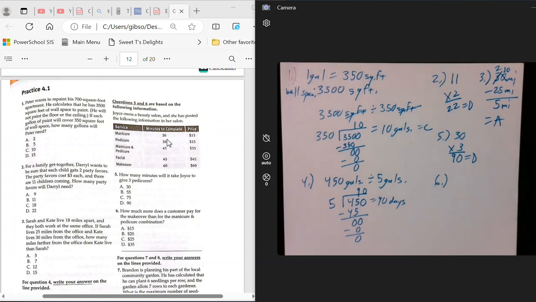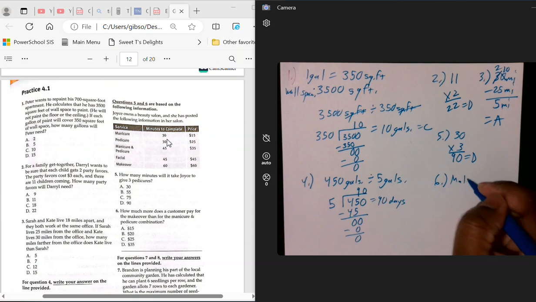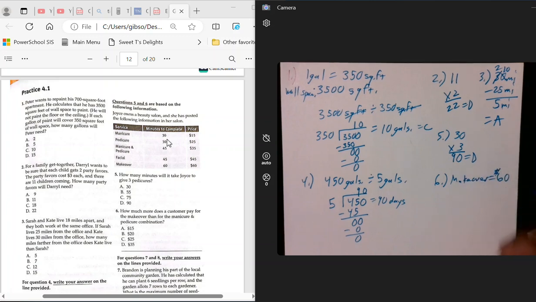How much more does a customer pay for the makeover than the manicure and pedicure combined? So what we would have to do first, we want to know how much more the person pays for the makeover. So the makeover is $60. So we can write that down. Makeover is equal to $60.